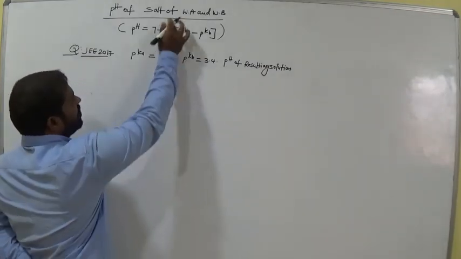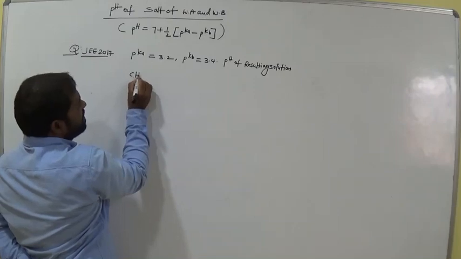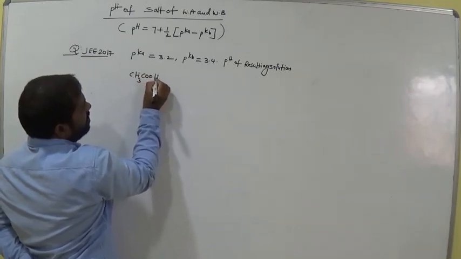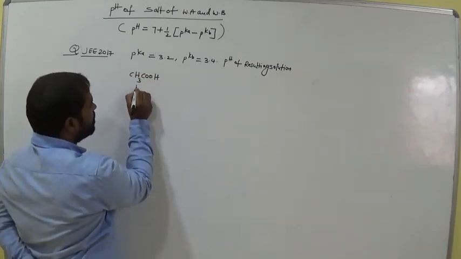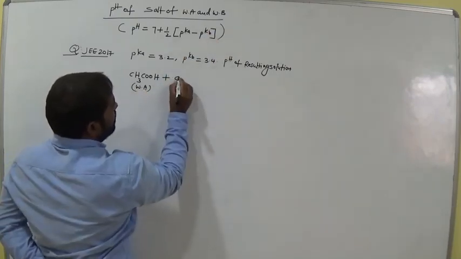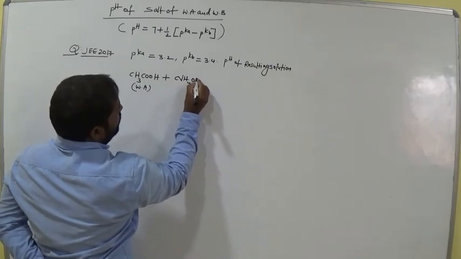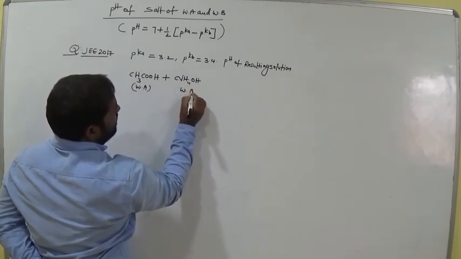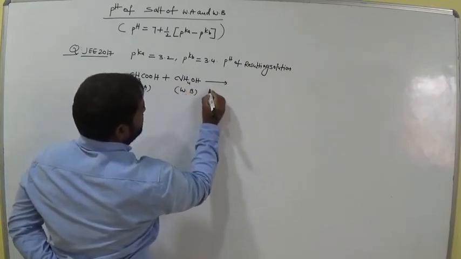Okay. So let's see. Acetic acid is the weak acid, am I right? Now in the beaker we have acetic acid, it is a weak acid. Now add weak base. NH4OH is the weak base, am I right? Clear? Now what is the expression here we have?